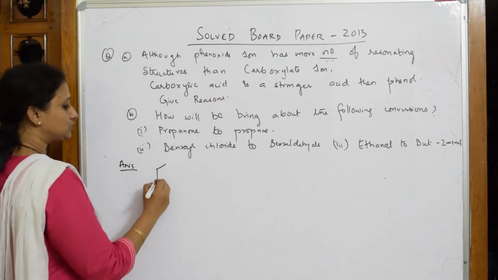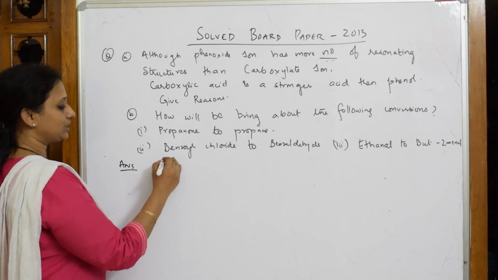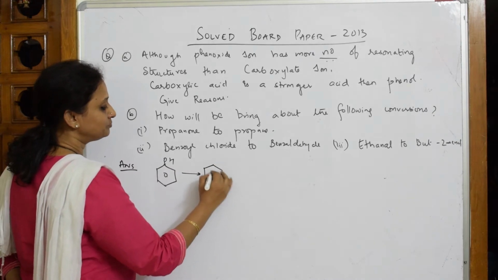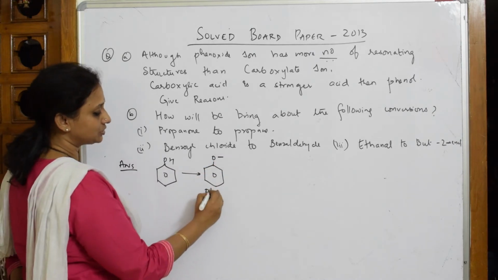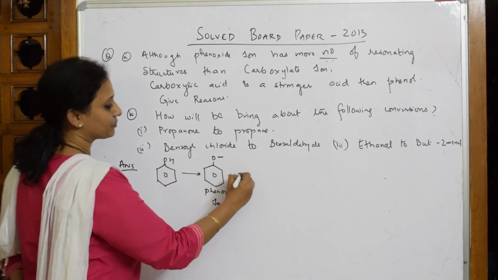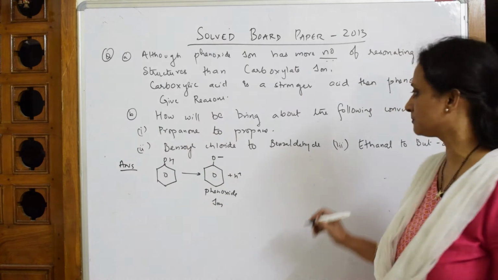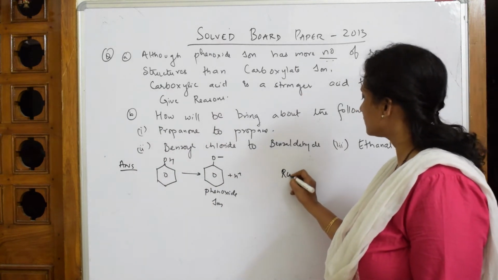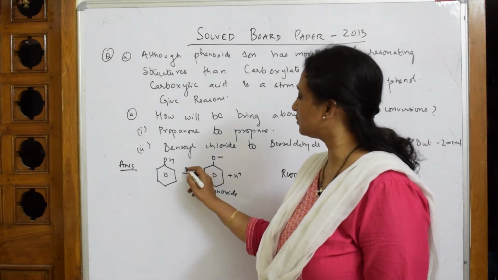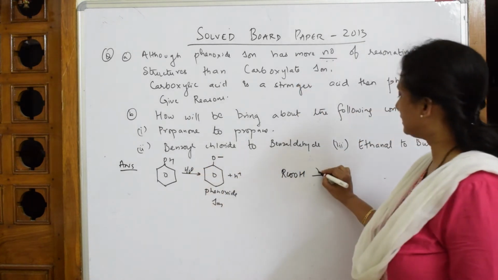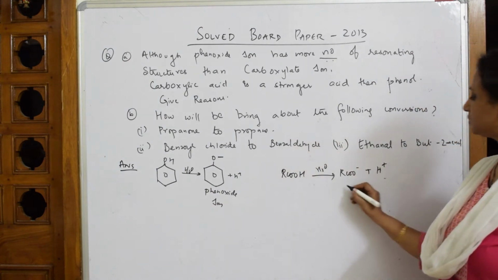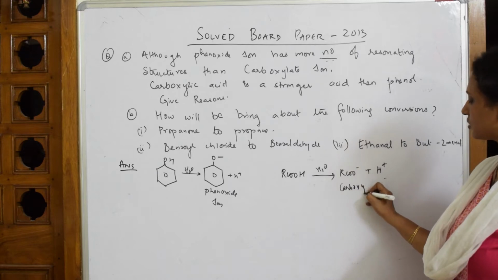So let us see. What is this phenoxide ion? I'm going to take a phenol, and when this dissociates, it forms a phenoxide ion. This is your phenoxide ion, right, and your H plus. Now let us prepare a carboxylate ion. RCOOH, when you dissolve it in water, it dissociates into RCOO minus plus H plus. Now this is your carboxylate ion.